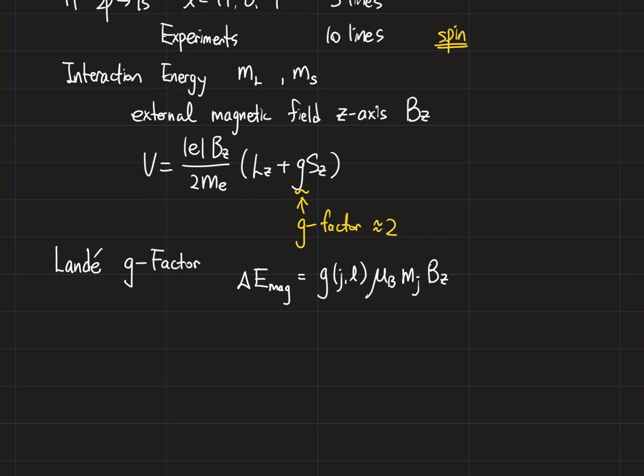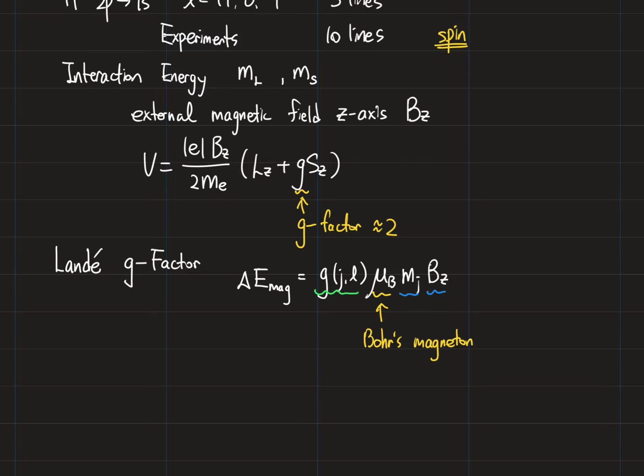Here mu B is the Bohr magneton value, so this is a constant. And m_J is the total magnetic quantum number, and B_z is the strength of the external magnetic field. So the only thing we don't know is the g value. This is the Landé g factor.